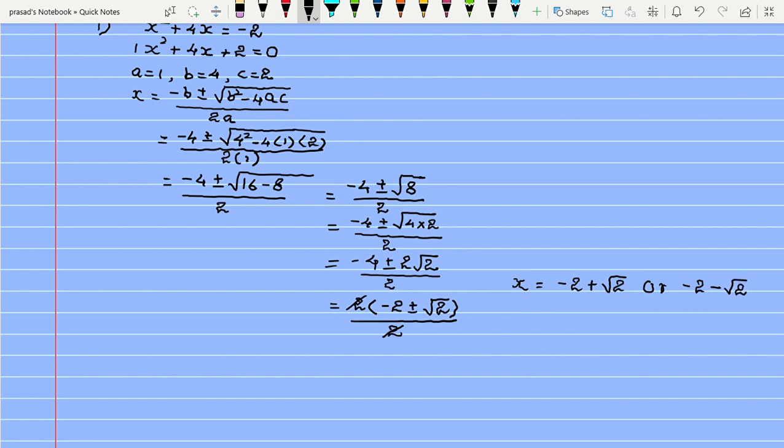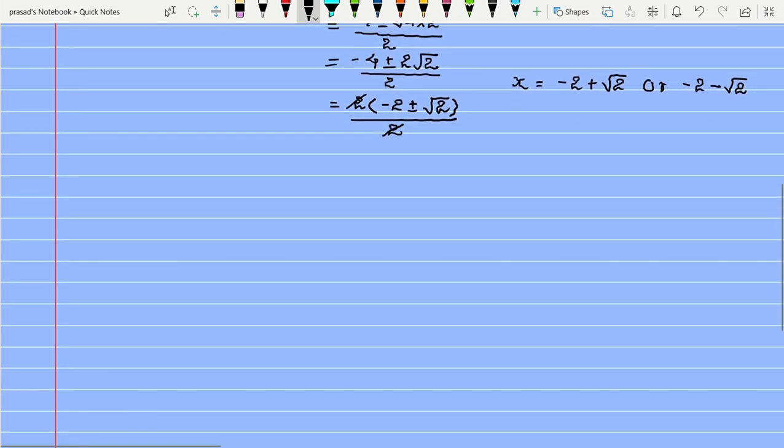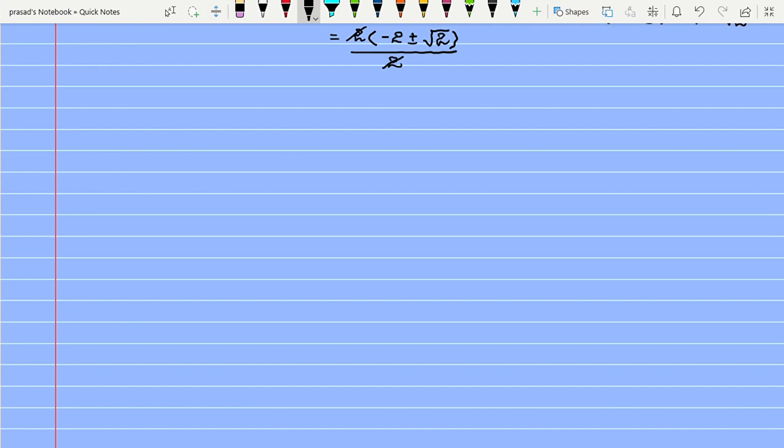Okay, are the steps okay with you? So what are your steps? First, write the equation in the standard form, that is the right hand side should be 0. Compare with ax square plus bx plus c is equal to 0. Write a, b, c and substitute in the formula. Take second problem. Say 3x square minus 4x minus 1 equal to 0.